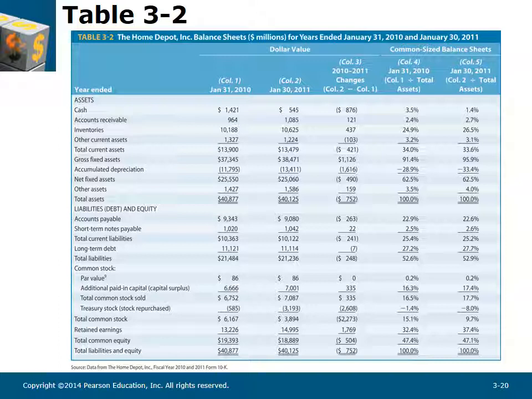So you can see here this company's total assets as of January 30th, 2011, second column, 40,125,000. Total liabilities, 21,236,000, and down at the bottom, total equity, 18,889. But assets equal liabilities plus equity. Now this company also does a common-sized financial statement here, where they take a percentage of each item of total assets.